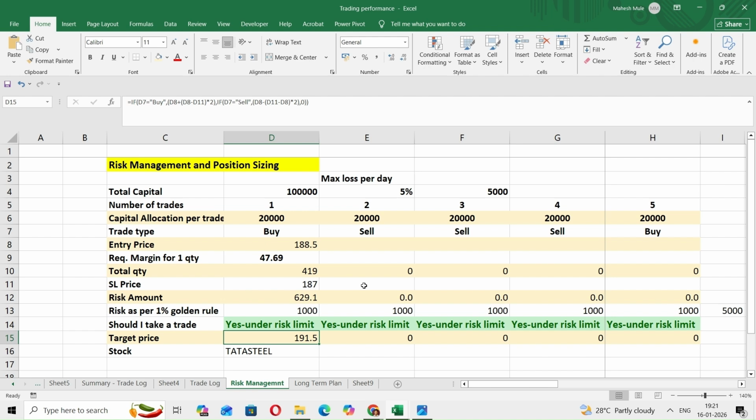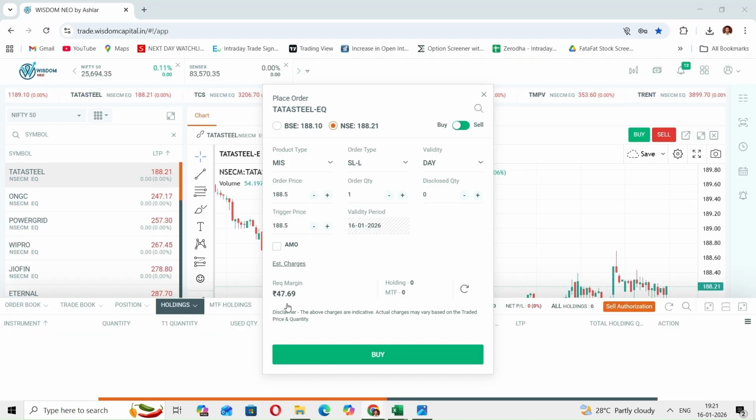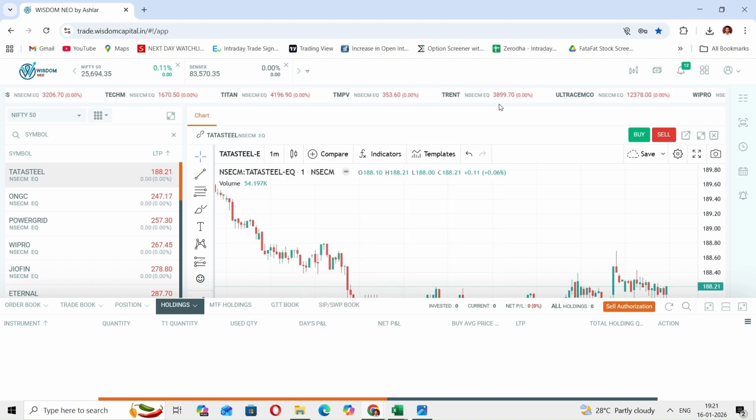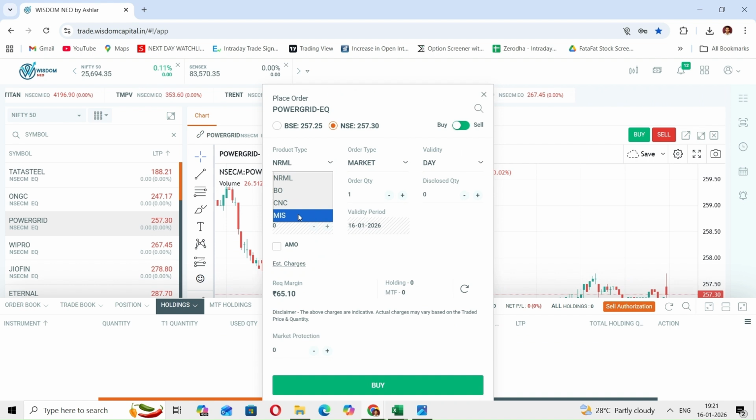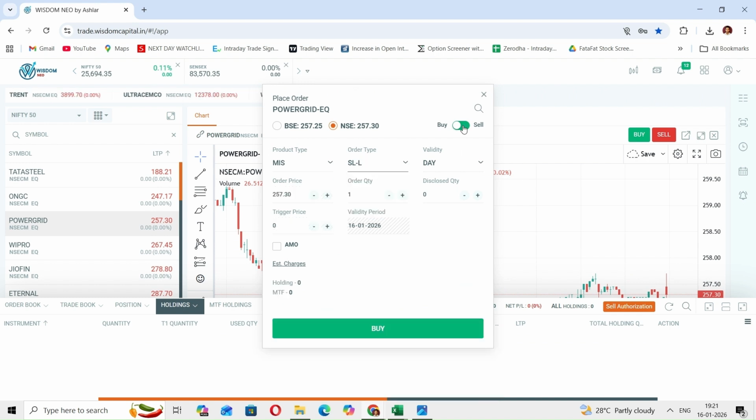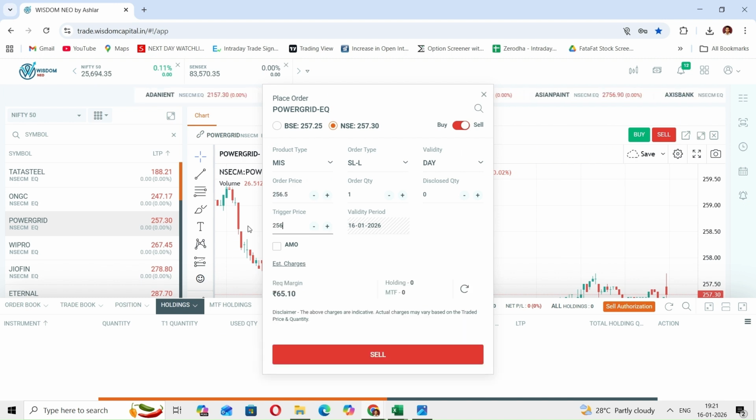Now suppose, we will just go fast. Suppose for the second trade I will take Power Grid, for example. So here also MIS, market, SL. Suppose here I am taking a sell trade, so I will select sell here. Now the current price is 257.3 and I want to take a trade at 256.5. Okay, so I will put 256.5 here.